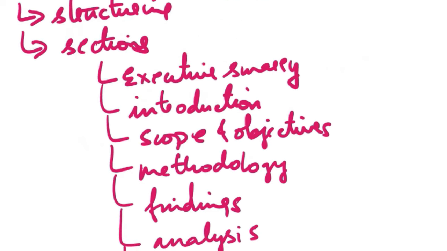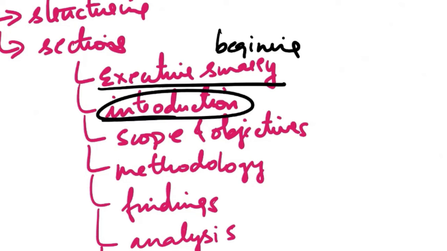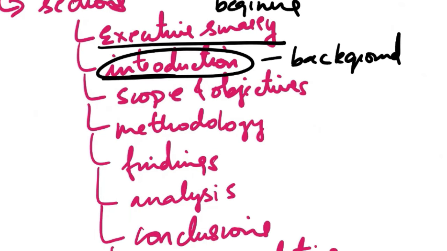So the first one is executive summary. So you provide an executive summary at the beginning of the report, summarizing key findings, conclusions, and recommendations. So here you highlight the most significant issues, risks, and opportunities identified during the audit, along with their potential impact on the organization. Next, you provide background information on the audit, including the purpose, objective, scope, and methodology.